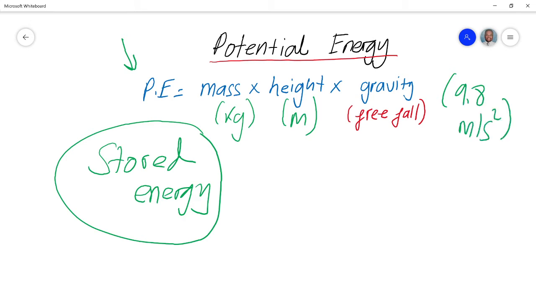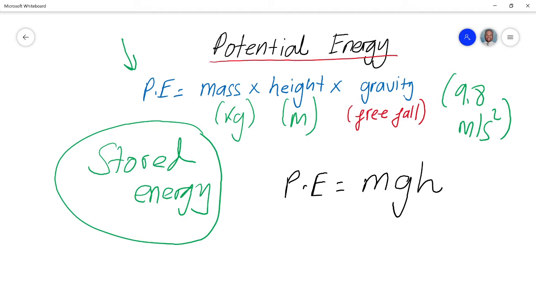If I was to simplify this formula, it would therefore be PE equals mgh: mass times acceleration due to gravity times your height. So that's how we define potential energy and give a formula. So potential energy is mgh.